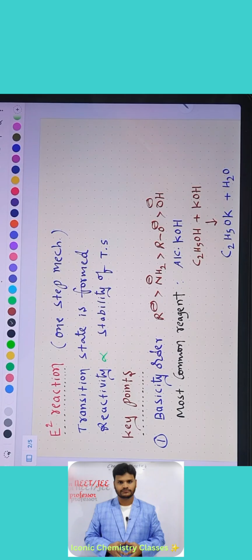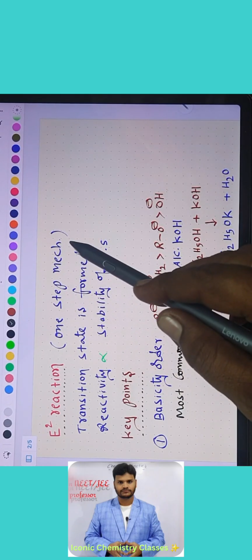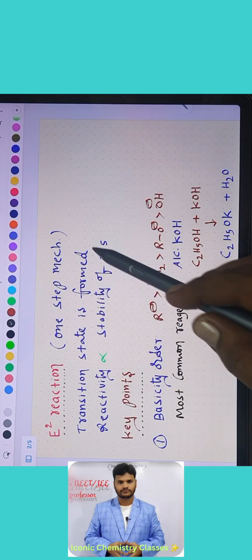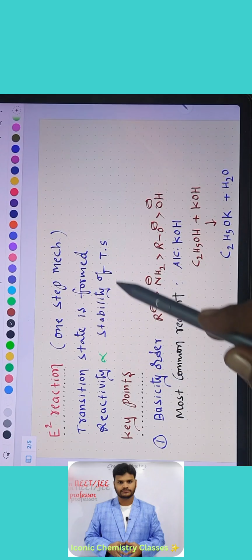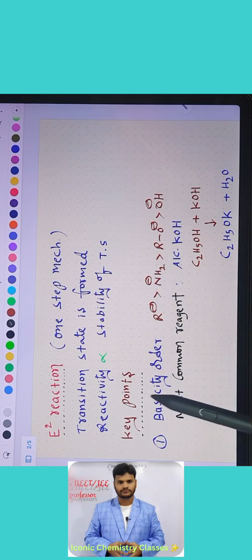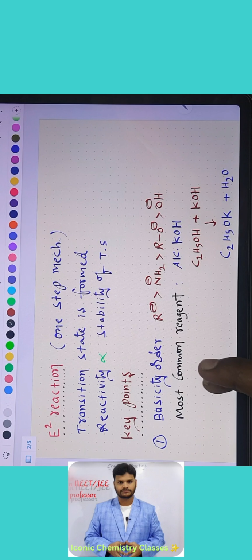E2 is like SN2. One-step mechanism. Transition state is formed. Reactivity is directly proportional to stability of transition state. Next, E2 reaction key points. Very, very important key points.